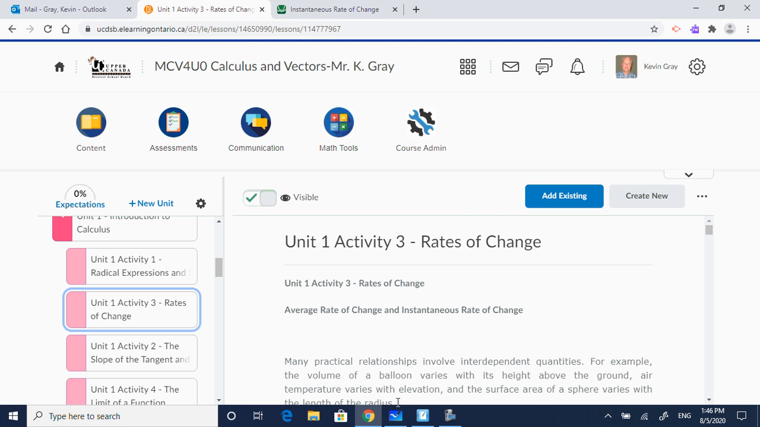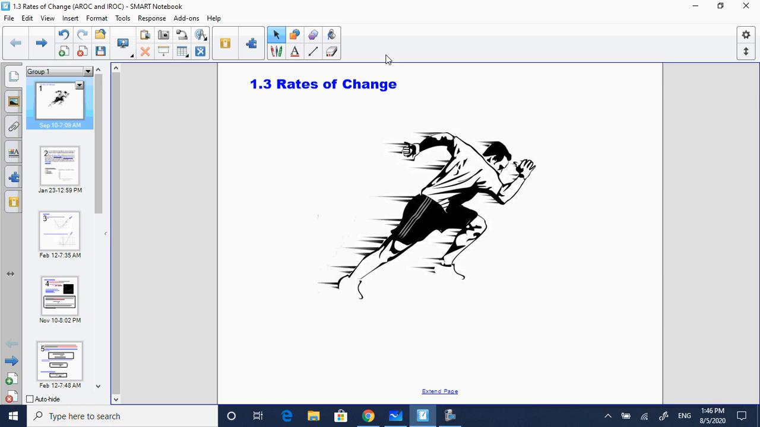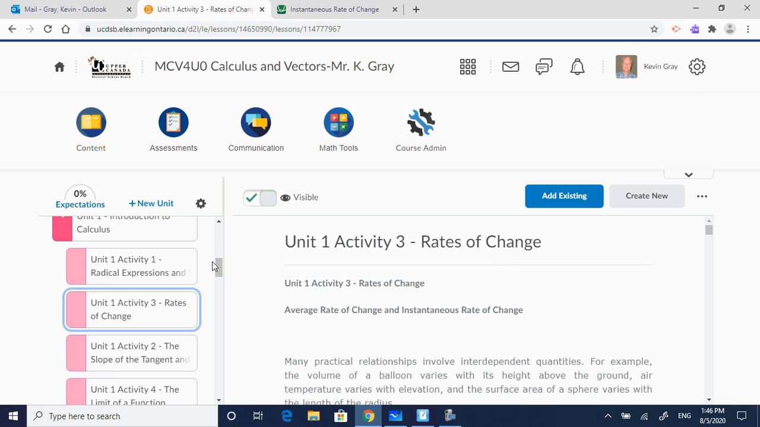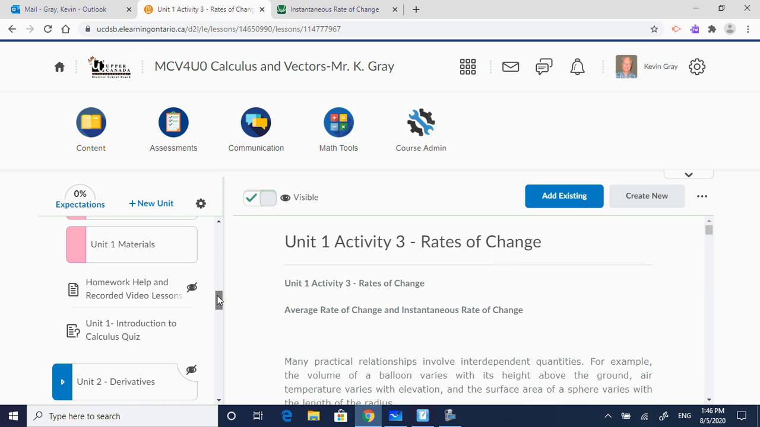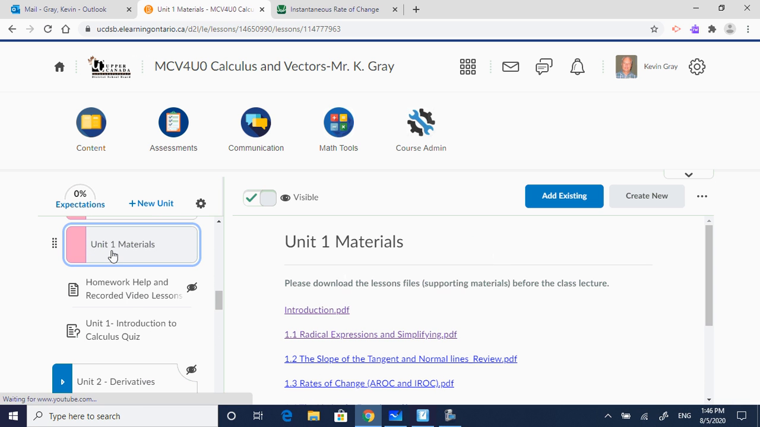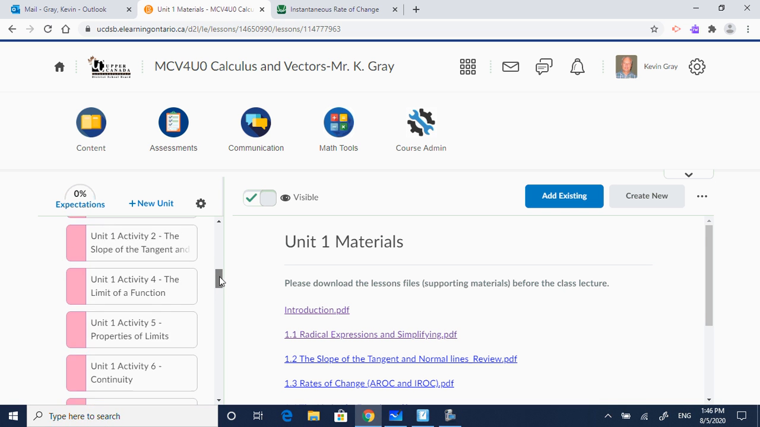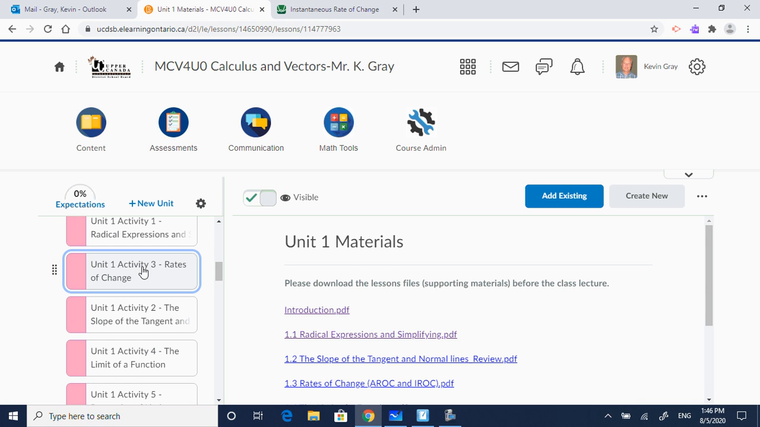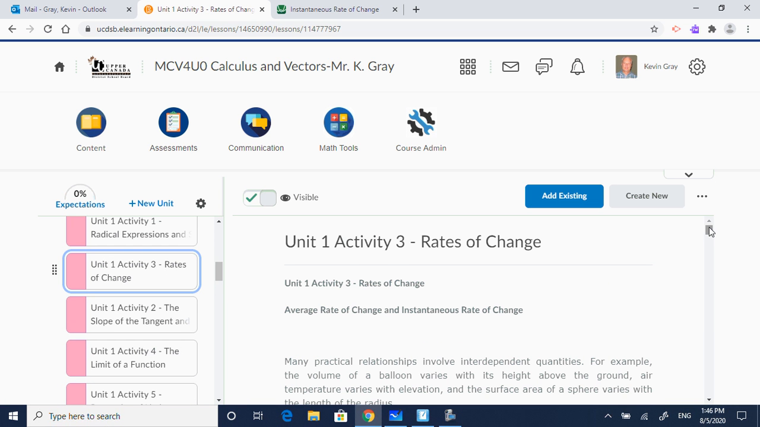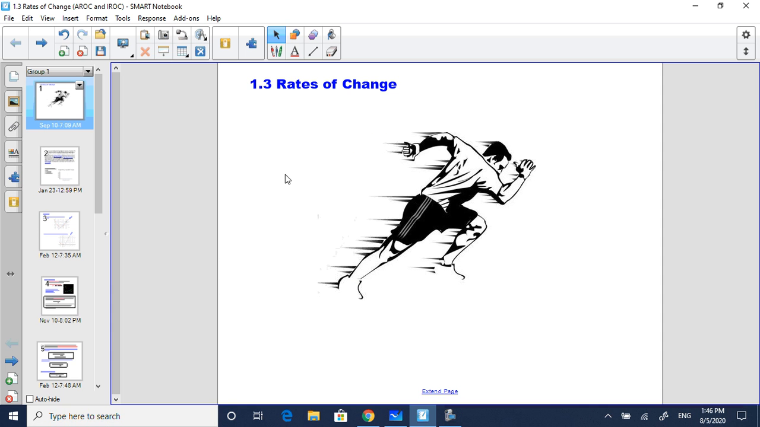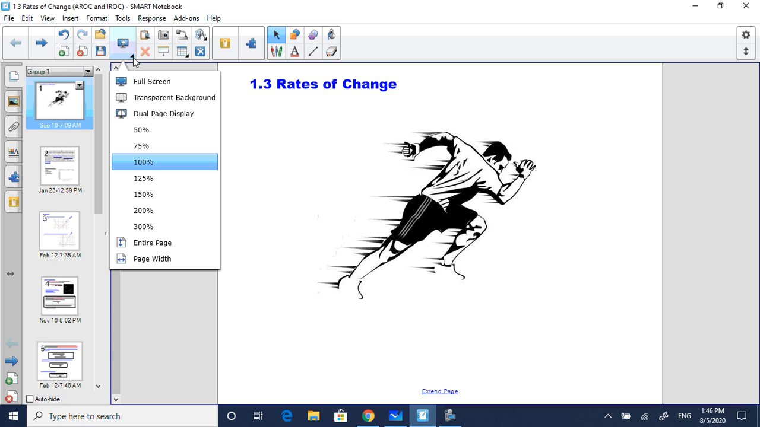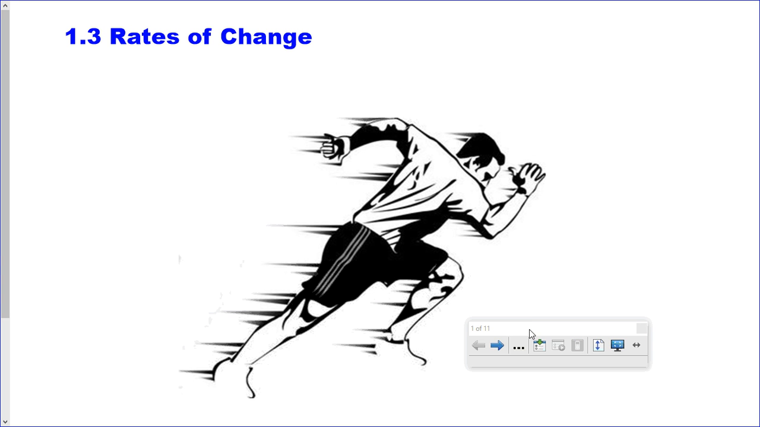Okay, so we're going to get into, and again, I hope you remember how to find the PDF work under Unit 1 Materials, and we're on to rates of change, average rate of change, and instantaneous rate of change. The PDF is right here. If you need to, click on that and download it. I'll walk through the lesson, and it's going to model the online course right here. Okay, so here is our Smart Notebook lesson that we can download. Okay, so rates of change.